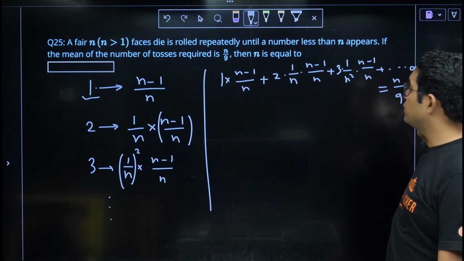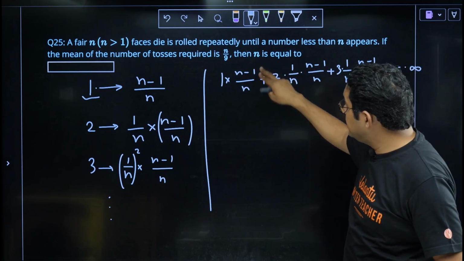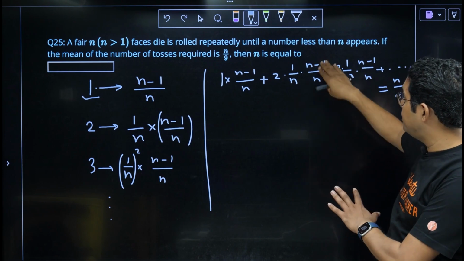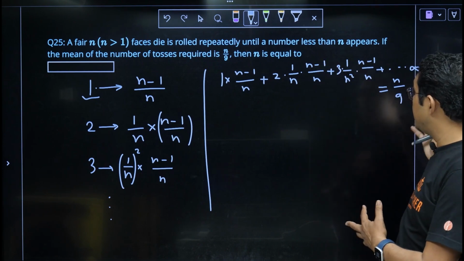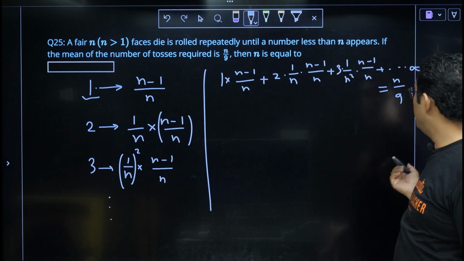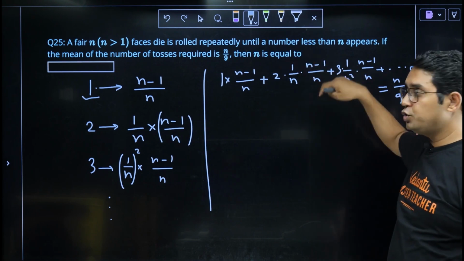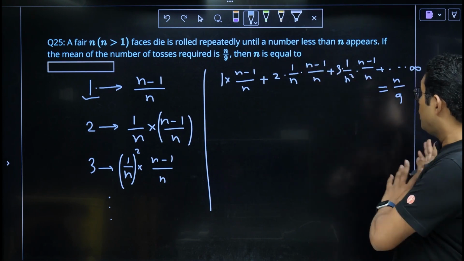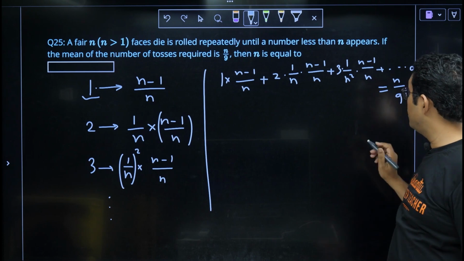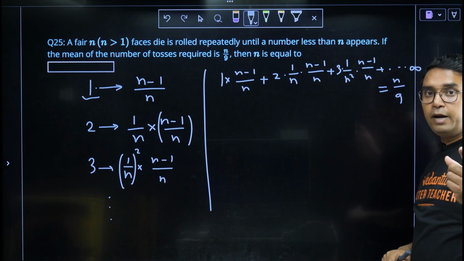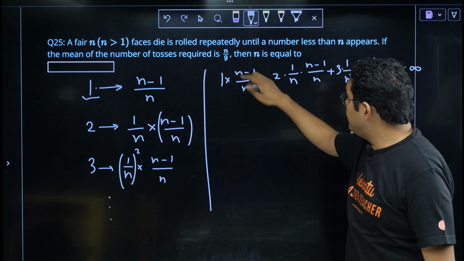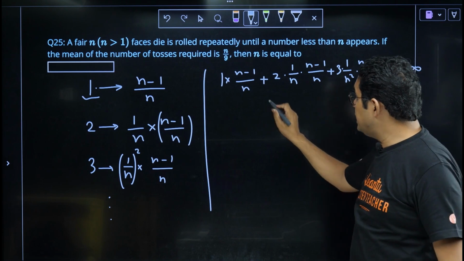1, 2, 3 and so on, they are in AP. N minus 1 upon n, then 1 upon n multiplied with the same thing, and then 1 upon n square multiplied. So it is an AGP. Okay, now to solve an AGP, what we do? We multiply both sides by the common ratio, and we shift the terms by 1 on the right hand side. So what I am going to do, I am multiplying both sides by 1 upon n. This term will be multiplied by 1 upon n, and I'll shift it by 1 here.